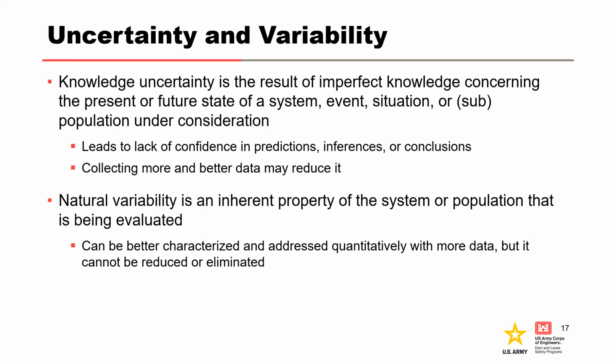Natural variability is an inherent property of the system or population that is being evaluated. This is something that can be better characterized and addressed quantitatively with more data, but it can never be reduced or eliminated. Module 4 of this course will discuss uncertainty in more detail.